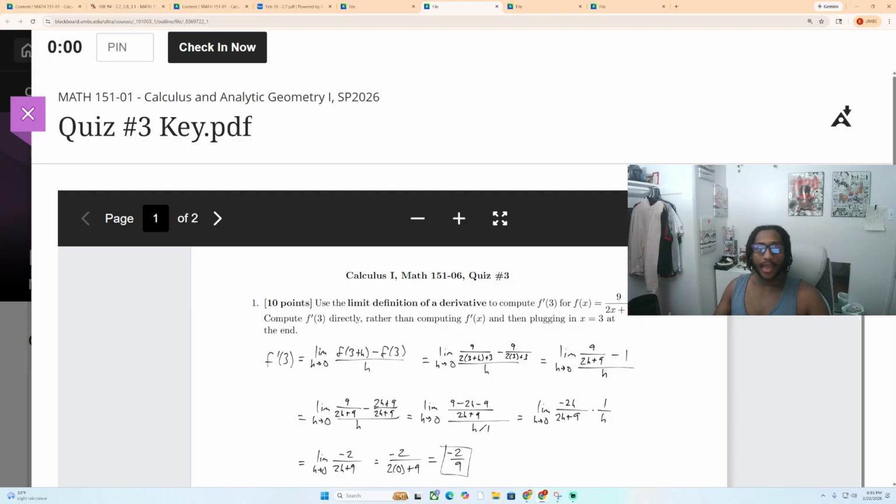And then you put in the 0: negative 2 over 9 plus 2 times 0, and that's going to equal negative 2 over 9. Bang. That's it. That's literally it.